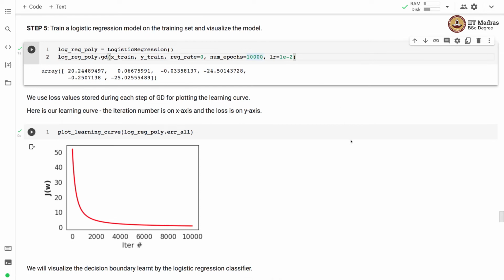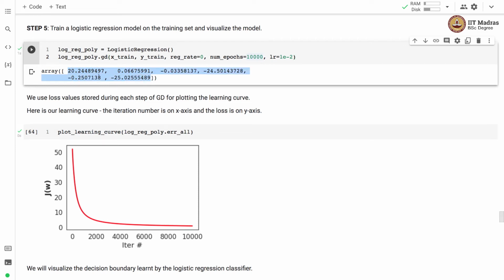As a next step, we train a logistic regression model on the training set and visualize the model and the learning curve. So here we instantiate logistic regression object and use the gradient descent procedure with regularization rate of 0. That means we are not using any regularization penalty for training the model. We train the model for 10,000 epochs with learning rate of 10 raised to minus 2. And what we have printed here is the final weight vector.